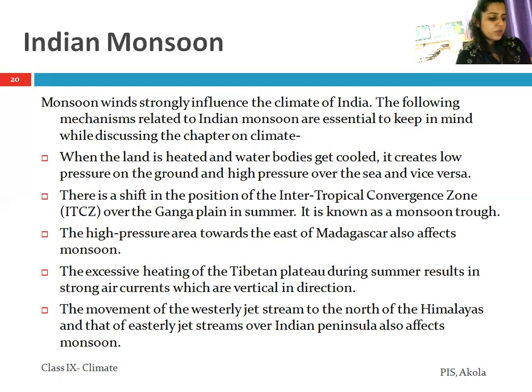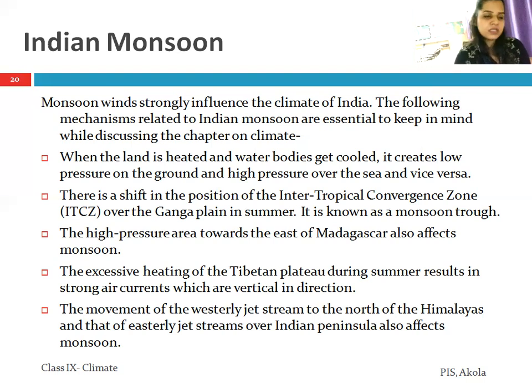So, in short, if we have to know and understand what the different mechanisms are, the first one is the differential heating and cooling of land and water, then the shift of the position of ITCZ, that is the intertropical convergence zone, over the Ganga plain in summer. Then you have the high pressure area towards the east of Madagascar, which affects the monsoon. The Tibetan plateau, which gets intensely heated, also affects the monsoon. And the last one is the movement of the westerly jet stream to the north of the Himalayas and that of easterly jet streams over the Indian peninsula.